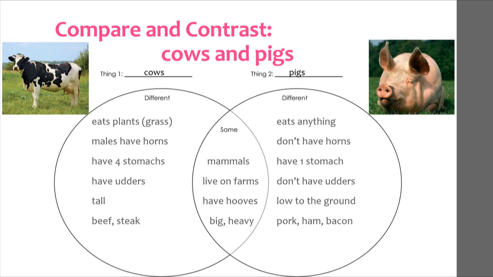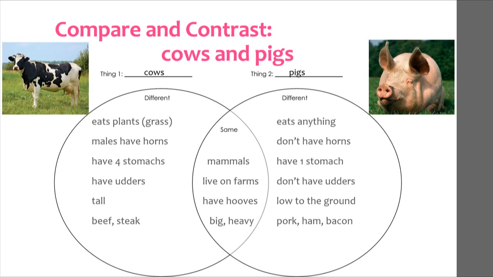But they're also different, so we can contrast them, and we see that cows eat plants, but pigs eat anything. Cows have horns, and pigs don't. Cows have 4 stomachs, and pigs have 1 stomach. Cows have udders, and pigs don't. Cows are tall, and pigs are low to the ground. Cows make beef and steak, and pigs make pork and ham and bacon.